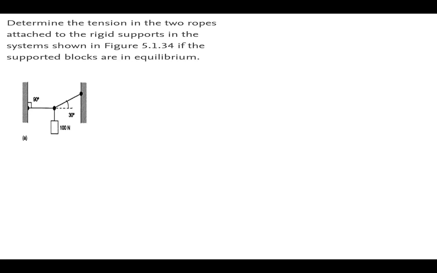So I'm going to be solving this question on the screen today. It says determine the extension in the two ropes attached to the rigid supports in the system shown in figure 5.134, if the supported blocks are in equilibrium. There are also other questions, that's why the question says blocks. I'm going to solve these other questions after I solve this one.